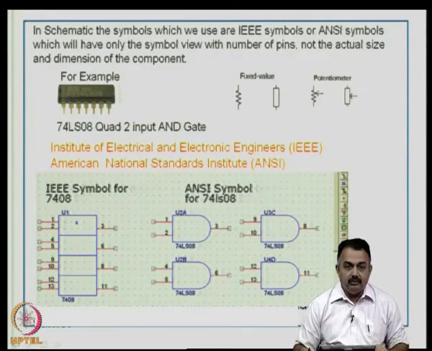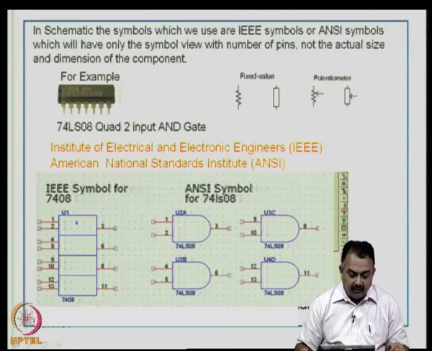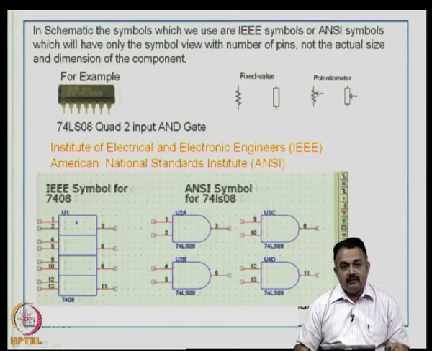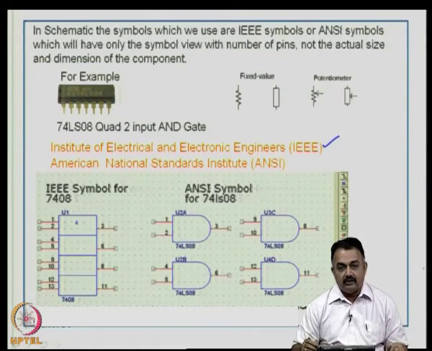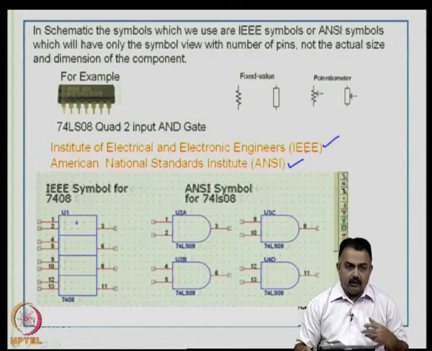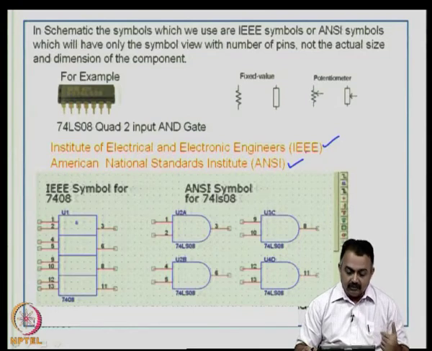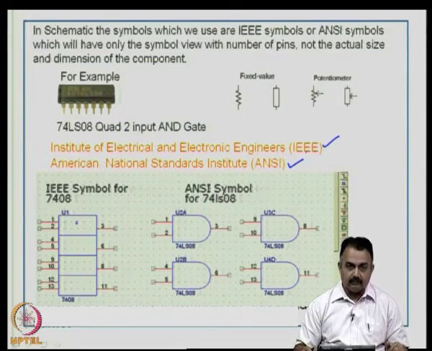We will now move into looking at what are the ingredients in a software package. In a schematic, the symbols which we use are IEEE symbols or ANSI symbols. IEEE stands for Institute of Electrical and Electronic Engineers, and ANSI stands for American National Standards Institute. Now, whatever be the package, as I said, a symbol is a symbol. It is similar in all packages. So, go to your symbol library, bring out the component and have a view of the symbol of a particular package.